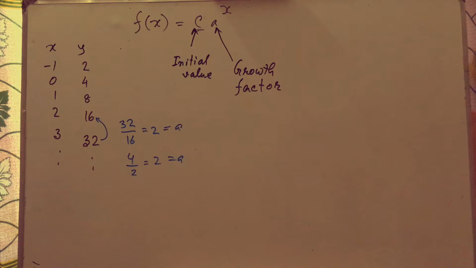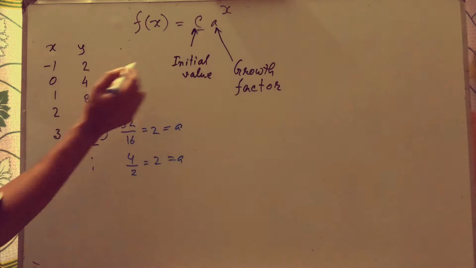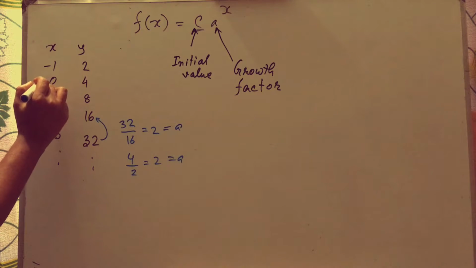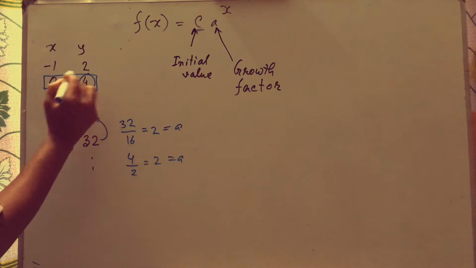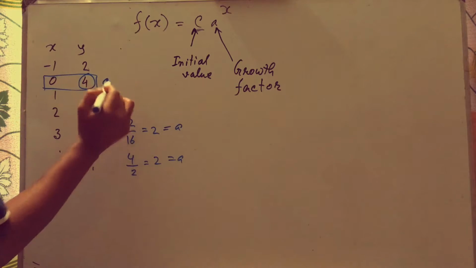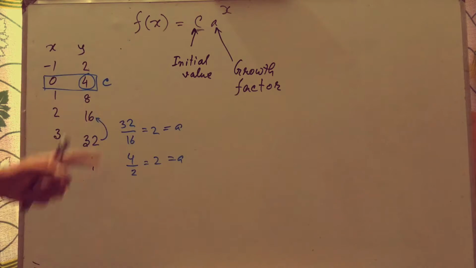The second number divided by the first number will give us the growth factor, and the initial value is the value at x equals 0. At x equals 0, what is the value of y? That is the initial value. So this is the value of c, and this is the value of a.